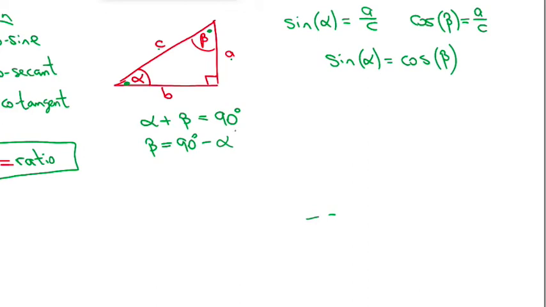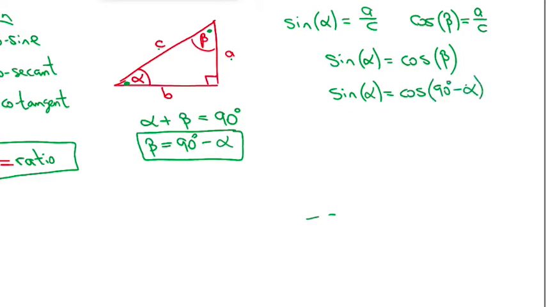But then I can do this little substitution. I know beta is equal to 90 minus alpha. So I can say that sine of alpha is equal to cosine of 90 degrees minus the same angle alpha. And that way you get a formula in terms of one angle. And that's what it means to be a cofunction. So you can do that with secant, cosecant, tangent, and cotangent.